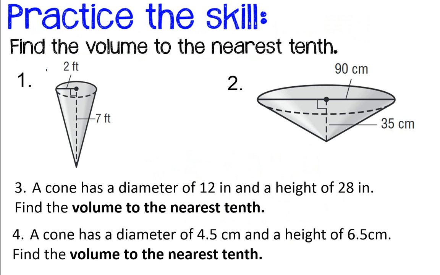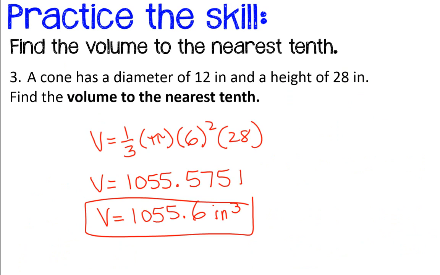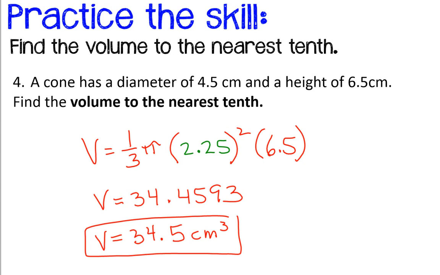Okay, I think it's time for you to give it a shot. Pause the video, try these problems on a separate sheet of paper. Okay, are you ready to check your answers? Number 1 is 29.3 feet cubed, and number 2 is 74,220.1 cubic centimeters. Pause the video if you really need to investigate a wrong answer. Now for question number 3, 1055.6, and again question number 4, 34.5.